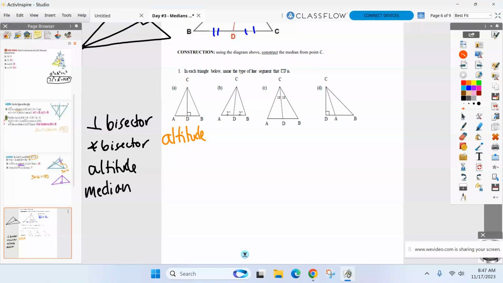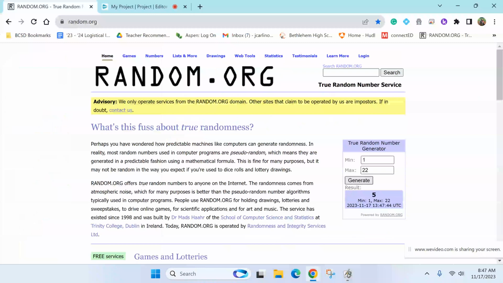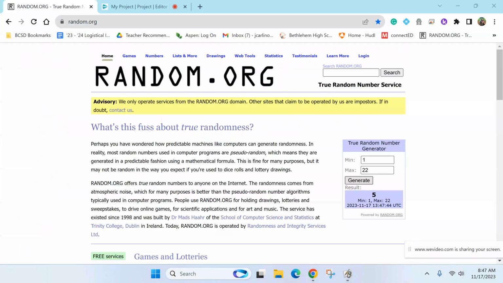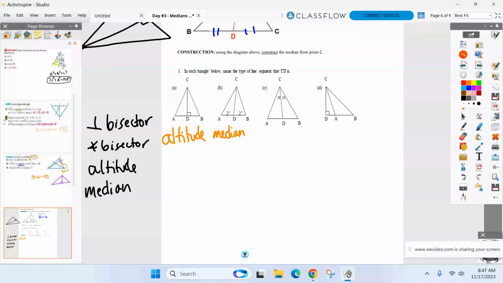All right, how about diagram B? What's CD? Best name for CD, Jared? That's a median. D is a midpoint. C is drawn to it, so that's a median. How about diagram C? Makai, what do you got? That is an angle bisector. Good.